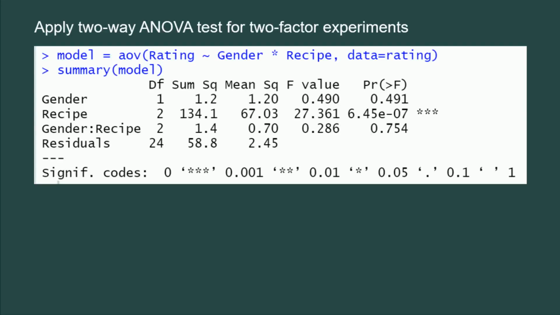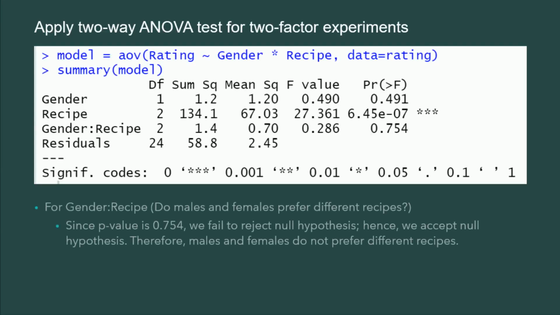Lastly, for gender with recipe, we are asking whether males and females prefer different recipes. Since the p-value is 0.754, we fail to reject the null hypothesis. Hence, we accept the null hypothesis. Therefore, males and females do not prefer different recipes, which means that there is no interaction between gender and recipes. If this interaction factor is significant, it may tell us something about taste preferences between males and females, and it may have implications for how you want to run your restaurant. Nevertheless, that is how you can analyze two-way ANOVA.